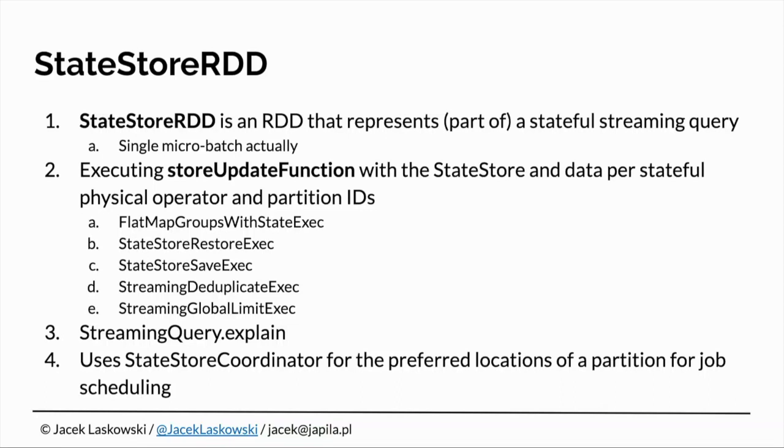So the state store RDD is just a custom RDD that's responsible for, just like an RDD in Spark, executing this state store update function. It makes this store available via Scala implicits to these operators: FlatMapGroupsWithStateExec, StateStoreRestoreExec, StateStoreSaveExec. They are for streaming aggregation, streaming deduplication, and the last but not least, GlobalLimitExec. They are physical plans for all the streaming operators that I think all use state stores for processing. Okay.